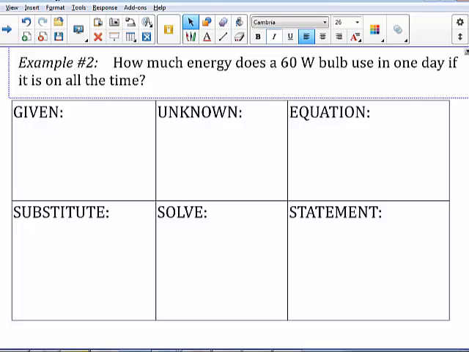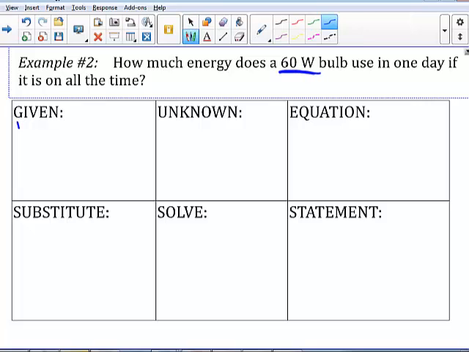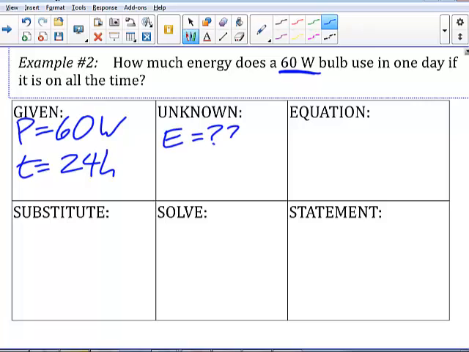How much energy does a 60-watt bulb use in one day if it's on all the time? Well, let's list what we know. We know the power here is equal to 60 watts. Now in a day there are 24 hours, so therefore the time that it's used is 24 h. What we don't know is the energy. If we're looking at an equation with energy, power, and time, we're going to have to use this equation. And I can't stress enough, make sure you're following the guess steps every single time.